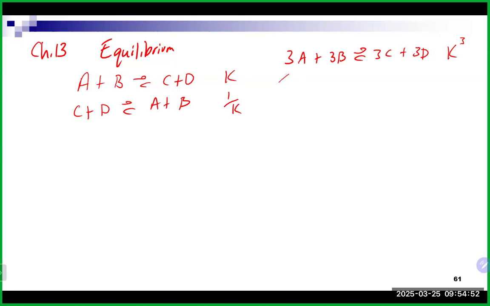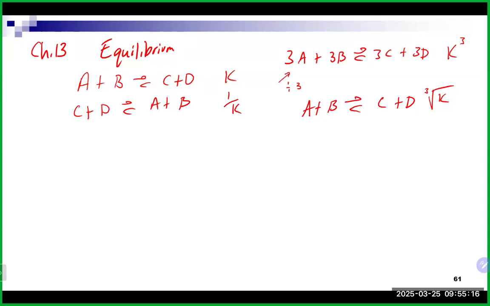If we took this and divided the whole thing by 3, that would return us back to our original equation. In this case, we would take the cube root of the K value. And if you had to divide by 2, you take the square root and so forth. So those are very common ways that we manipulate equations.